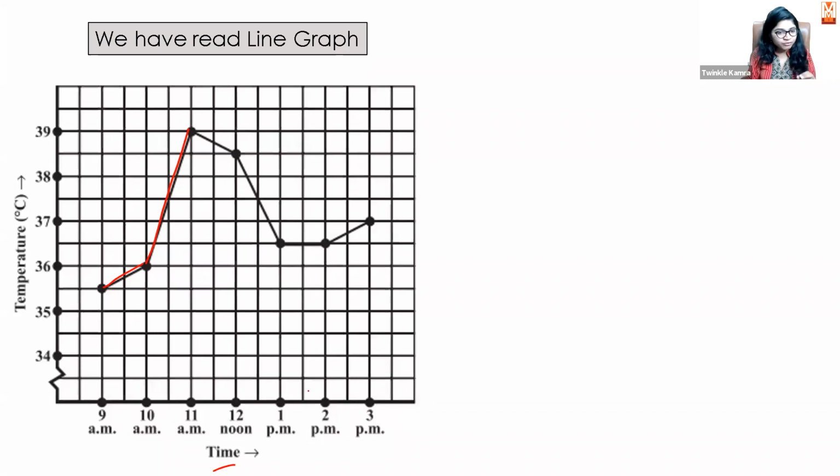And similarly, from 1 p.m. to 2 p.m., the trend is constant. From 2 to 3, the trend changes again. It is increasing. So a line graph is where I get to know what the trend is.